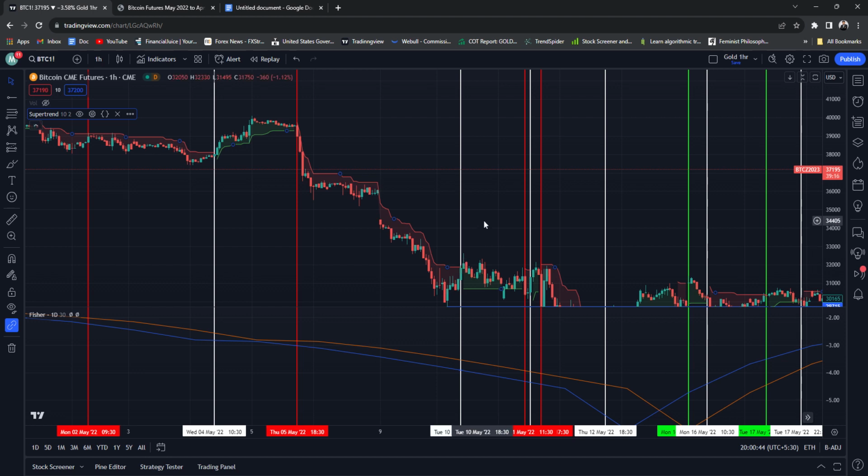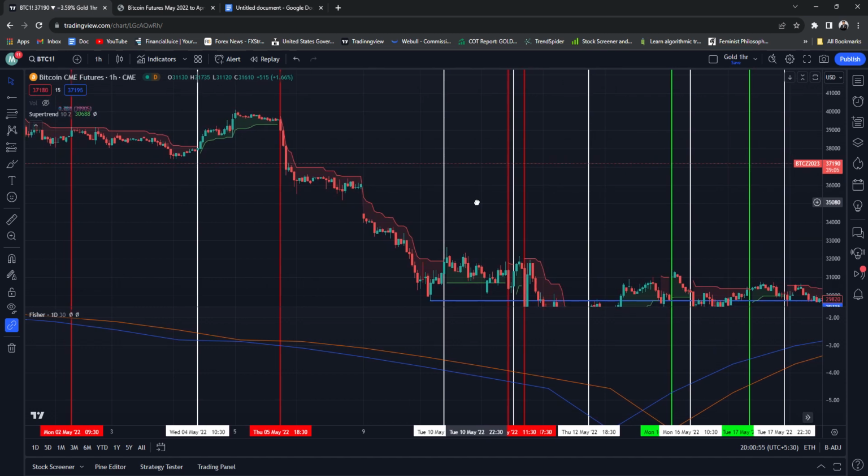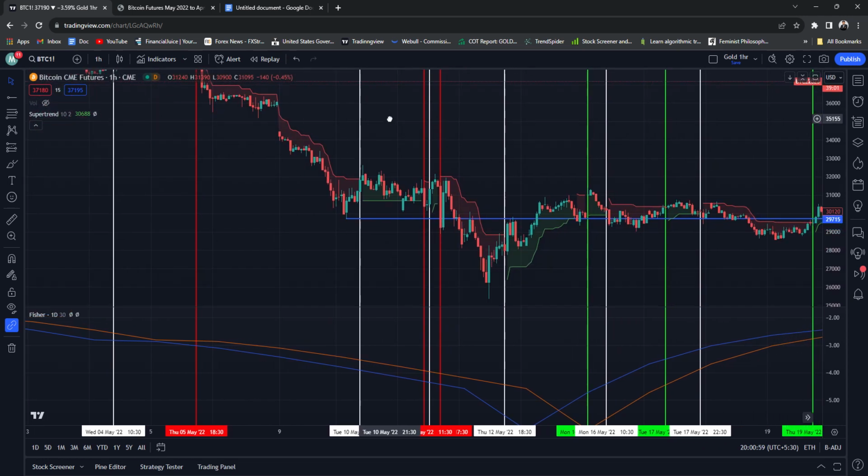But it doesn't actually hurt us, as it is also keeping us in this trade for a longer period of time. We don't want a strategy which will enter and exit randomly inside a couple of hours.